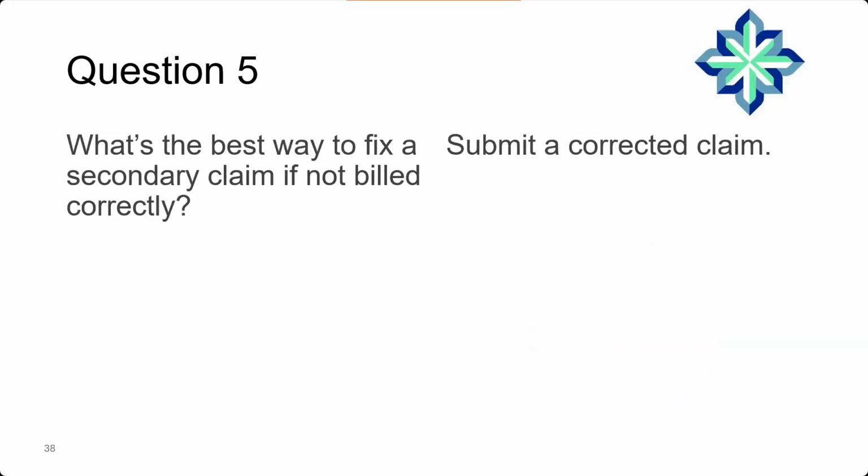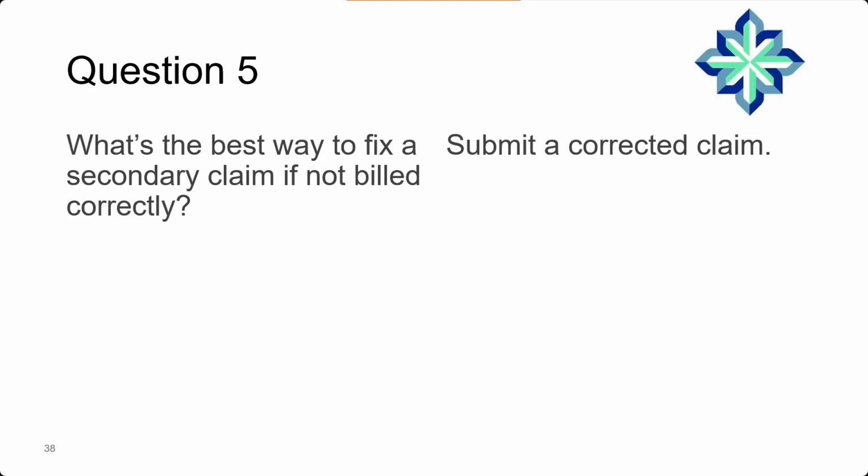What is the best way to fix a secondary claim if it's not billed correctly? Submit a new claim after it processes. Let it process through the system. We do not want it duplicating out. So stop, let it go through the system. Once it's through the system, then you would submit a corrected claim. Now, a corrected claim for the MCS system is technically a new claim with whatever information you need.